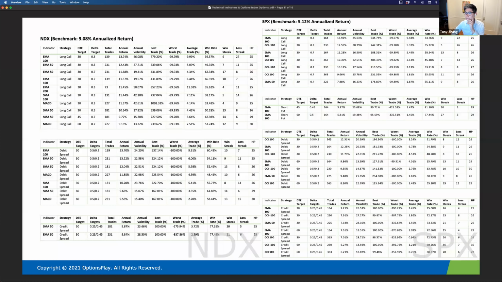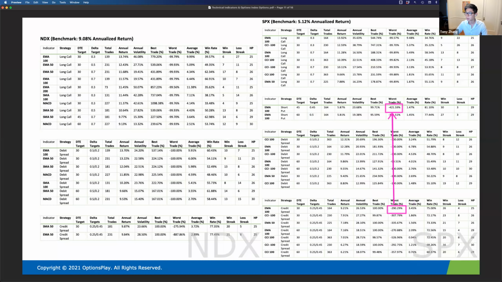How to control risk when short SPX if the index drops dramatically? A credit spread is the best way to control your risk. You're able to significantly reduce it. As you can see, the worst trade was down 421% when you're short the put. The worst trade on the credit spread was only down 290%. So that's one of the best ways, in my opinion, to reduce risk on short SPX puts, is to use a credit spread.